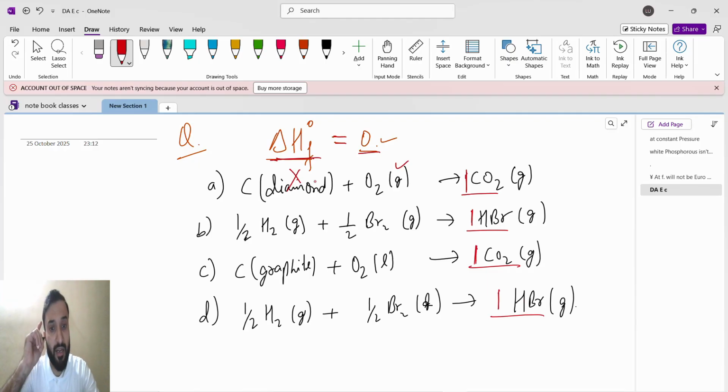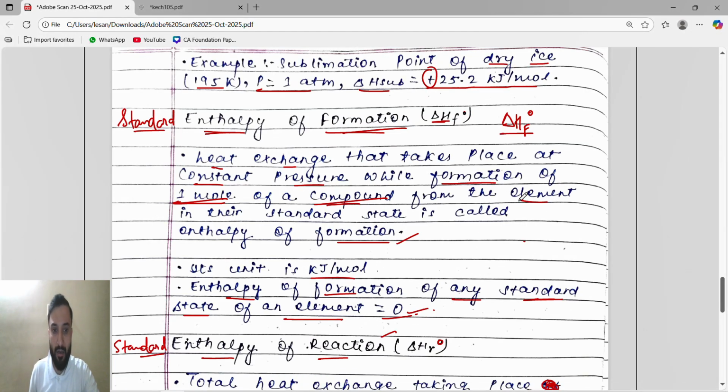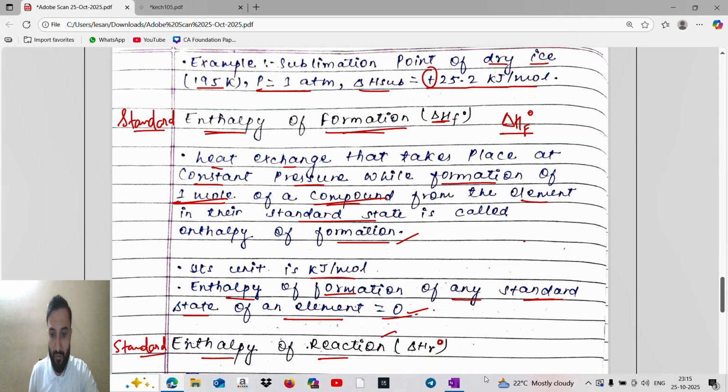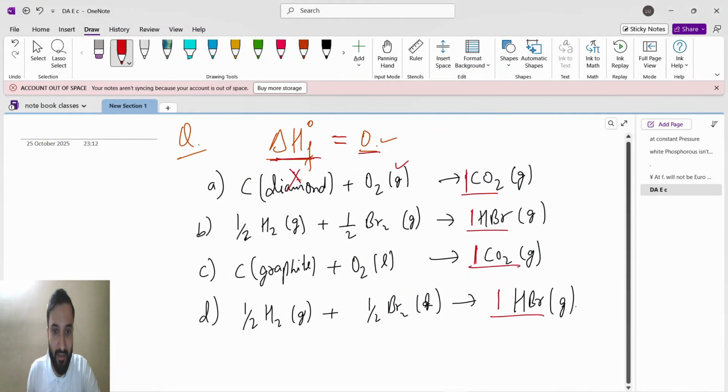Reactant side should be in the standard state. See here what they said: form the element in their standard state. So carbon is not in the standard state, carbon should be graphite. This is not in the standard state, so it is not possible. Here H2 is gas, yes, it is in the standard form, but Br2 should be liquid in the standard form. This is not possible.